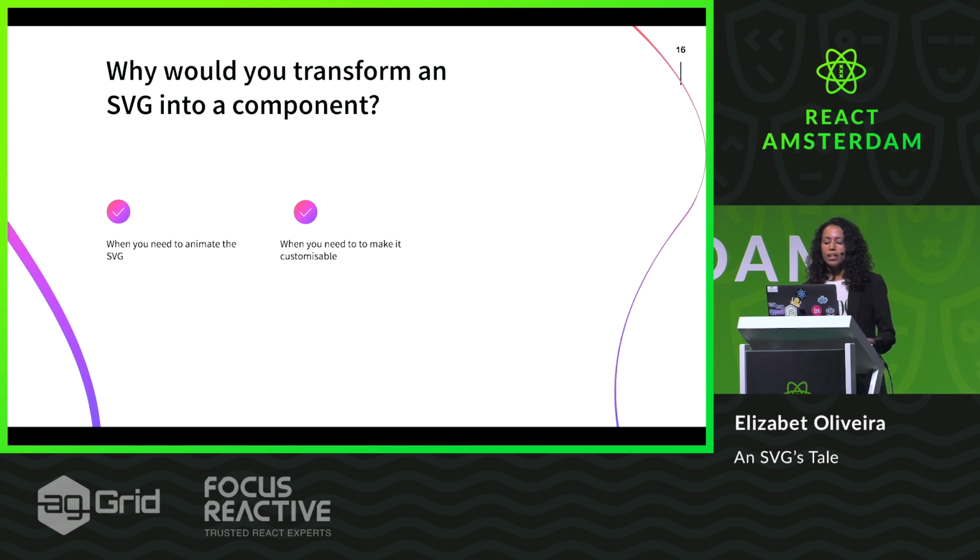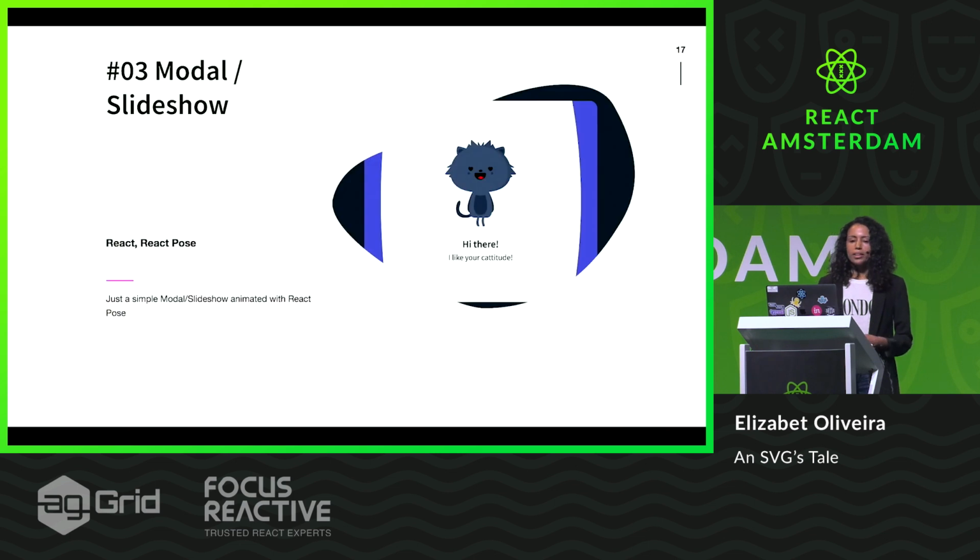But the question is, why should you transform an SVG into a component? Why would you do that? So I found two use cases. The first one is if you want to animate the SVG, and the second one is if you want to make it customizable. So this is a very basic example of what you can do with SVGs in React.